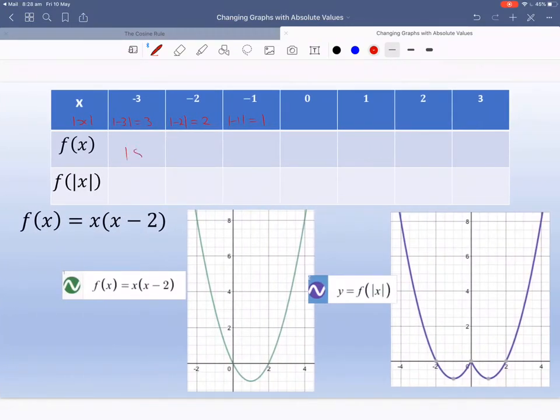So this one was 15, this one was 8, this one was 3, 0, at 1 it was -1, at 2 it was, I forget, what was it? 0, yep, obviously, because it was a root. And at 3 it was back to 3. Was it? Yeah, that's right. Okay, so how does this work? Now, we could have done the absolute value of 0 equals 0, absolute value of 1 equals 1, the absolute value of 2 equals 2, the absolute value of 3 equals 3.